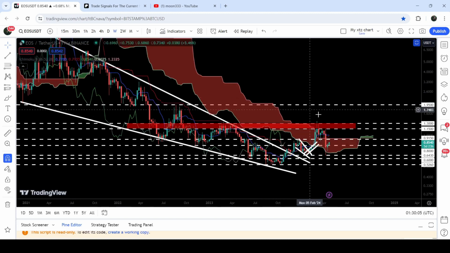At the same time, EOS is trying to break out. In fact, it has broken out of this very huge resistance of the Ichimoku bearish cloud, and now it is testing this cloud as a support. And in today's video, we will also analyze this move as well.